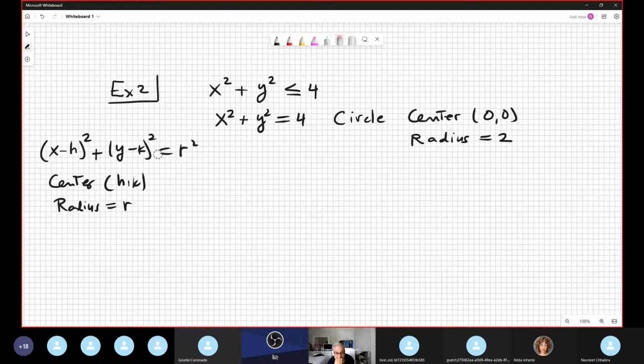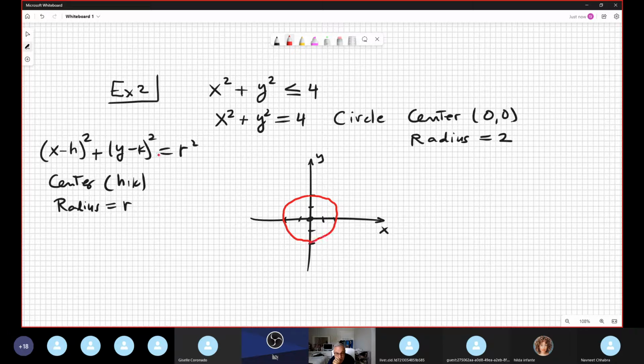Now, in this case, well, I do the graphic. And this is the center here. 1, 2, 1, 2, 1, 2, 1, 2. This is our circle. And the challenge is, is our circle solid or dotted? What do you think? Solid? Solid. The reason it's solid is obvious, because my problem includes equals. So the boundary is inside the solution.